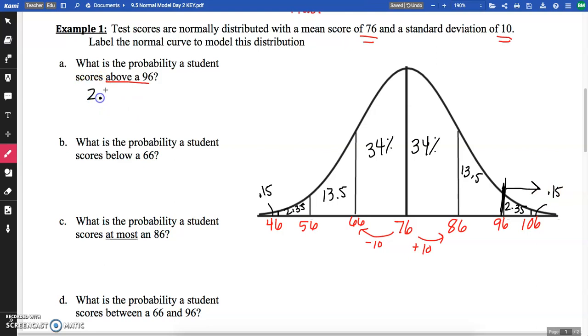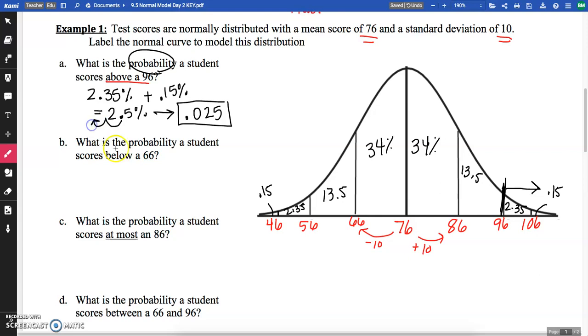And remember, I'm adding those percentages. So 2.35% plus 0.15%. And that gives me a total percentage of 2.5. But remember, we're looking for probabilities, so we don't leave them as a percent. A probability is written as a decimal. So as a probability, this would be 0.025 because we move our decimal 2 spots to the left.